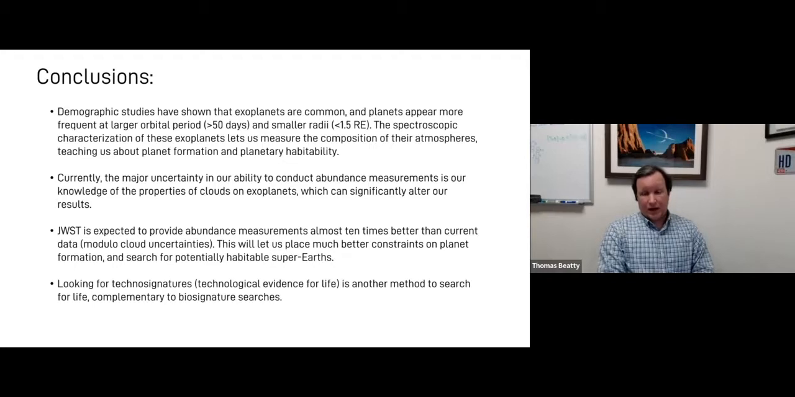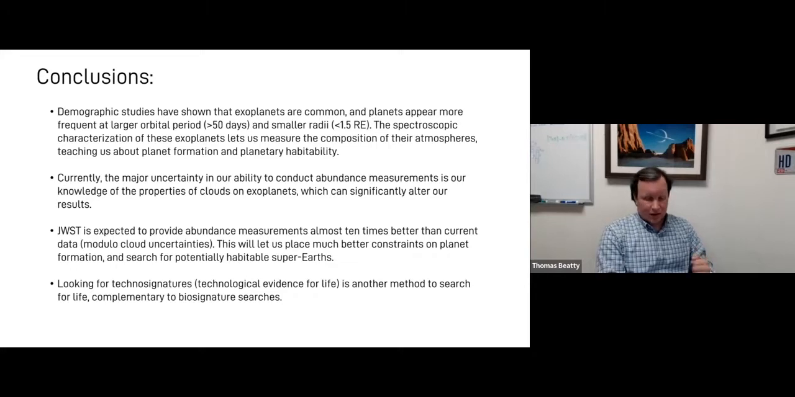Second point, currently, I would say the major uncertainty in our ability to understand both those questions, to measure abundances, is our uncertainty about the cloud properties of exoplanets and how those change the ultimate abundance measurements we get. But we're working on that. And as I'll describe, going forward, JWST should provide us with almost an order of magnitude increase in our ability to conduct abundance measurements, modulo those cloud uncertainties. So we're going to get much better information about planet formation pathways and possibly habitability.